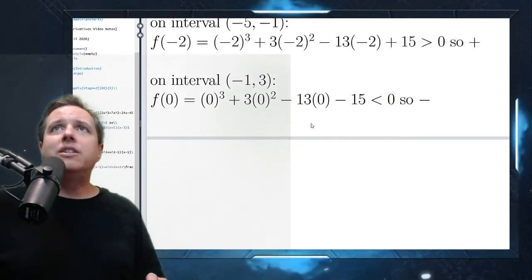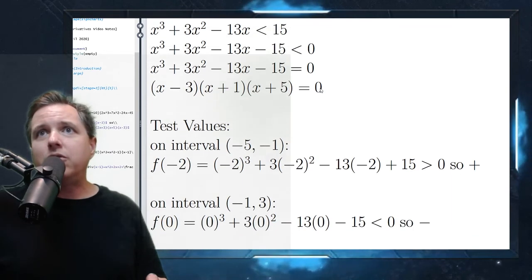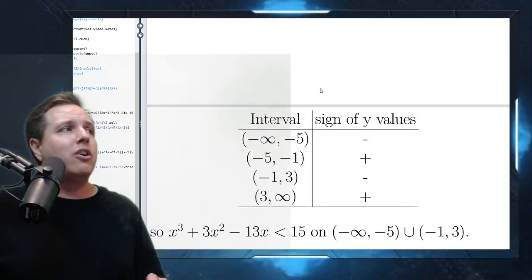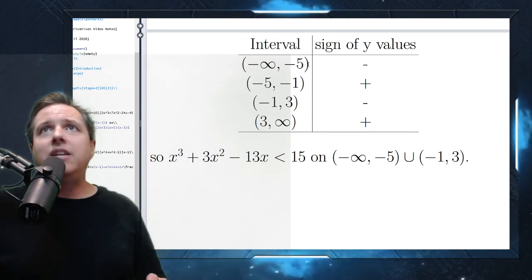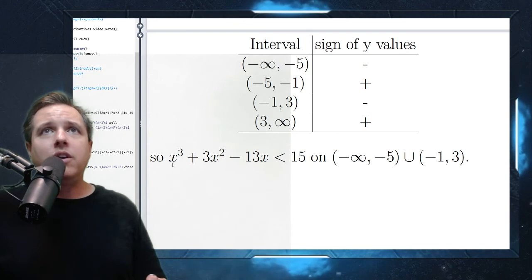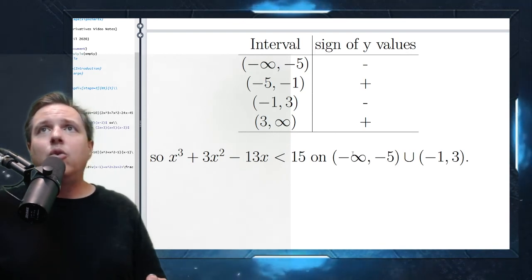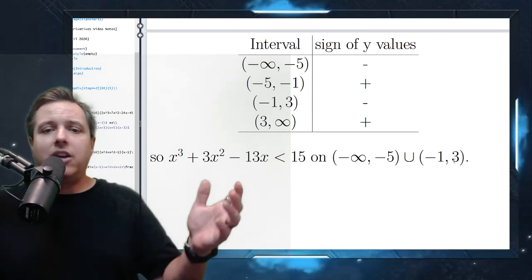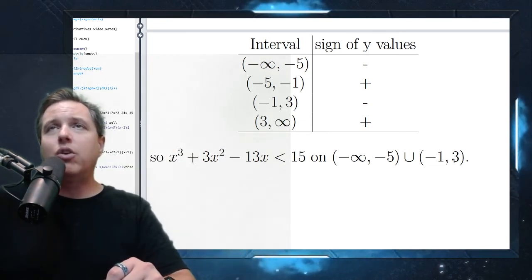So now we want what, less than 0? That means we're looking for negative values. So we go down to our sign chart and say, where does it have negative values? Well, that would be from -infinity to -5 and from -1 to 3. So this polynomial, this cubic, is less than 15 when your x value is from -infinity to -5 or from -1 to 3. And that's how you do that problem. The polynomial problems will all basically work like that.